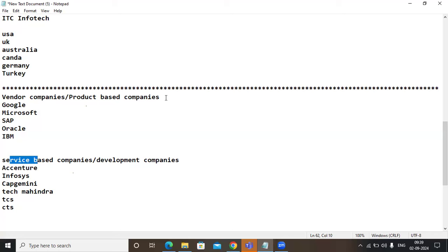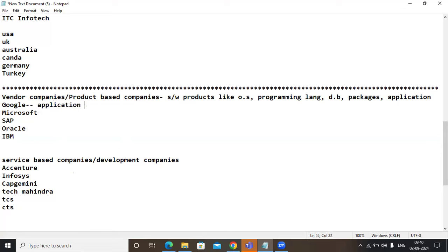Vendor companies are those that develop their own software products, like operating systems. They develop their own programming languages, their own database products, their own packages, and their own applications. These are all developed by vendor companies. For example, Google developed their own application called Gmail. Using this Gmail application, what can we do? We can send and receive emails, right?